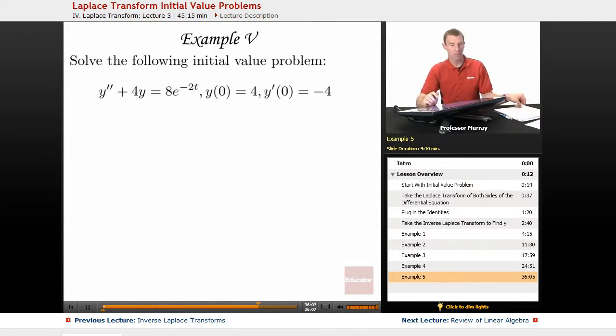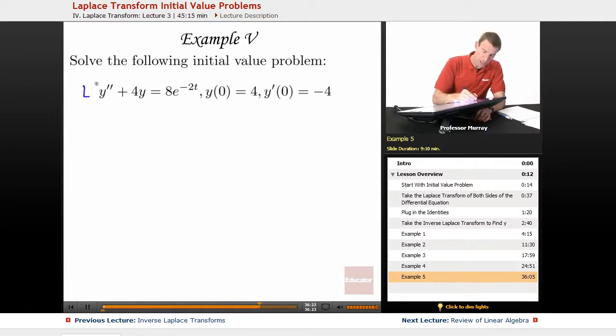So in our last example here, we got the following initial value problem. y double prime plus 4y is equal to 8e to the negative 2t, and then we have a couple initial values, y of 0 equals 4, y prime of 0 equals negative 4. So again, we're going to take the Laplace transform of both sides there.